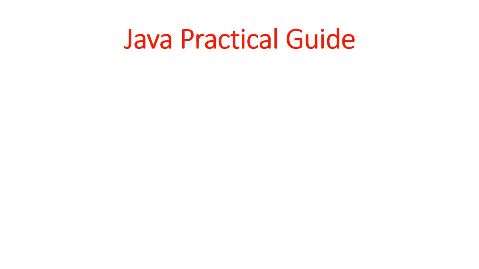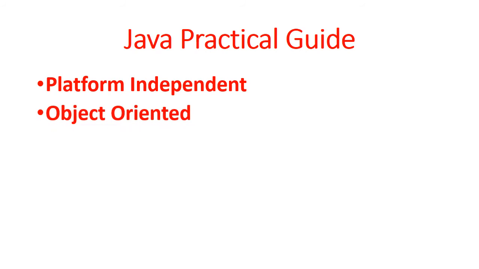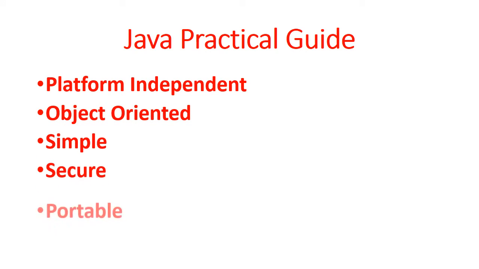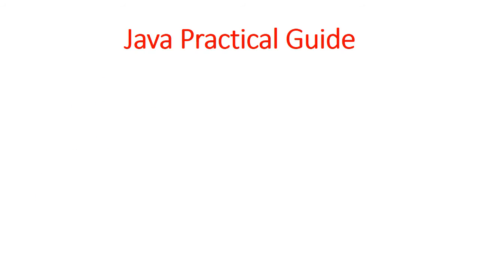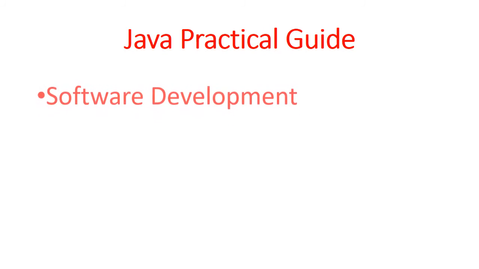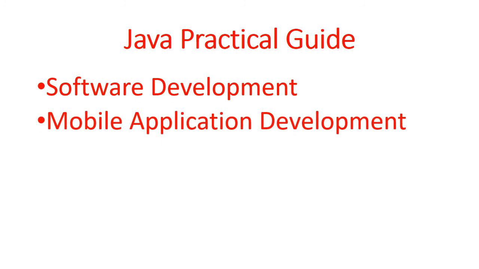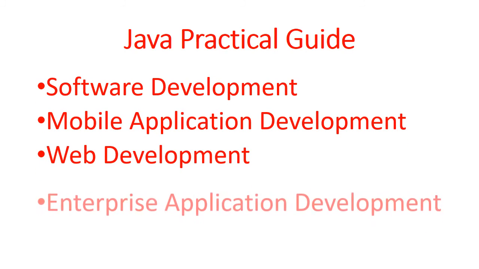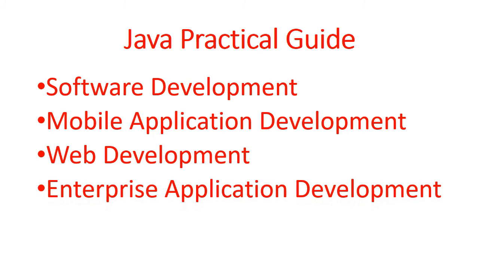We choose the Java programming language because it is platform independent, object oriented, simple, secure, and portable. Java can be used for a large number of things, including software development, mobile applications, web development, and enterprise applications.